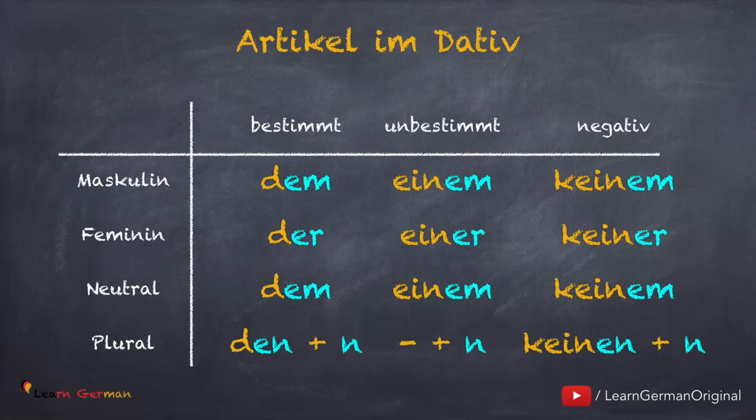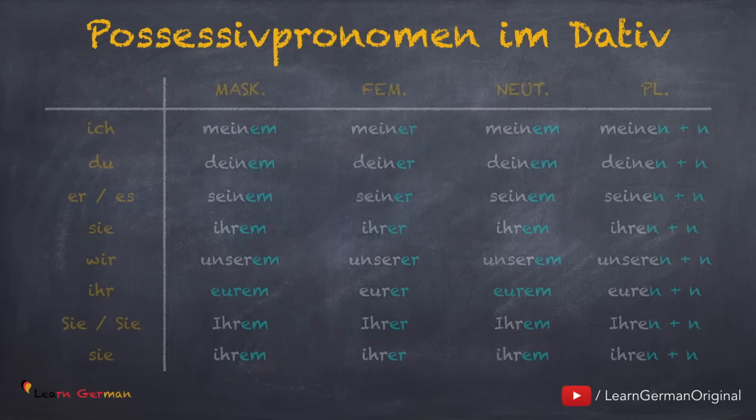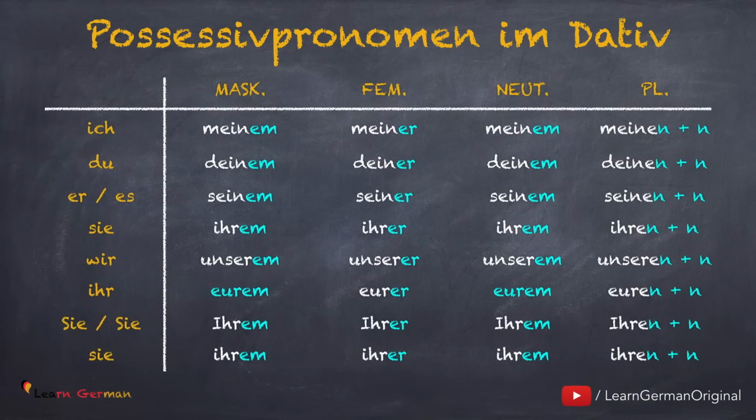What happens to the article im Dativ? Here is a summary of all the articles bestimmt, unbestimmt und negative Artikel im Dativ. To understand them better, you can watch our video on dative article. Here's a list of possessive pronomen im Dativ. You can watch our video on possessive pronomen im Dativ to understand them in detail.